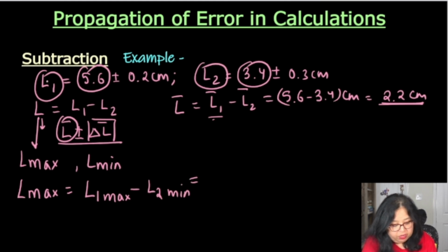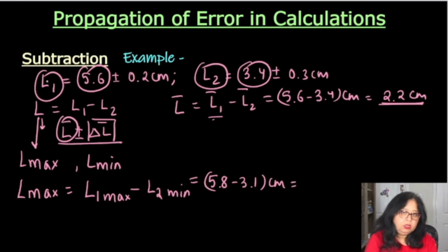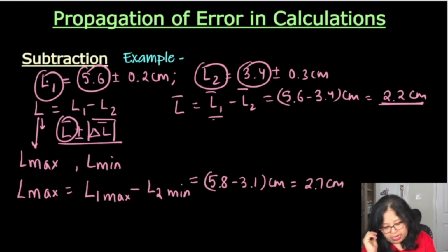What is the maximum value of L1? 5.6 plus 0.2 is 5.8. Minimum value of L2 is 3.4 minus 0.3 is 3.1 centimeters. This gives us 2.7 centimeters. L max.